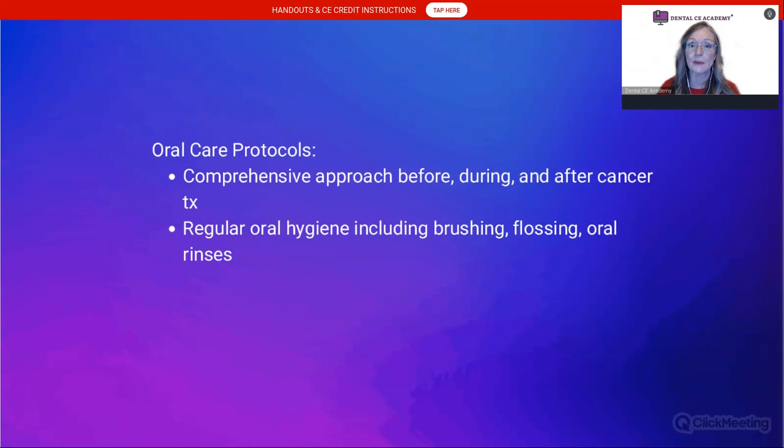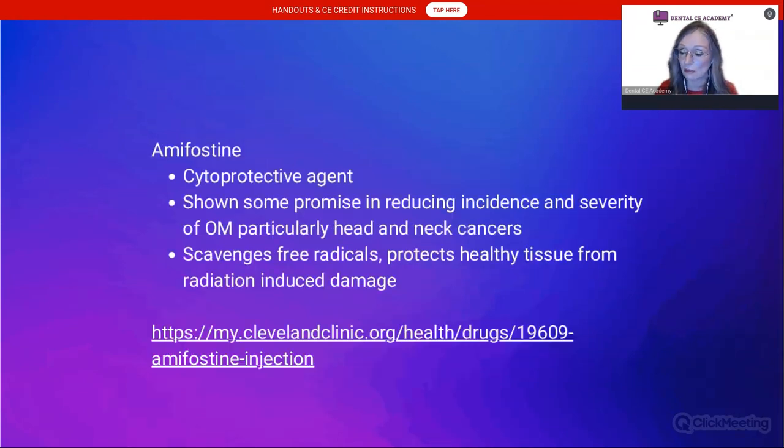So again, a comprehensive approach is required. Regular oral hygiene, brushing, flossing, oral rinses. So hopefully those of you that have patients on your service, in your practice, that have cancer, you have reached out and introduced yourself to their oncologist, their nurse practitioners, so you're working together as a team to help your patient. And it is interesting. Michael said, amazing how many people receive cancer treatment and the oncologist does not make sure they are being seen by their dentist.